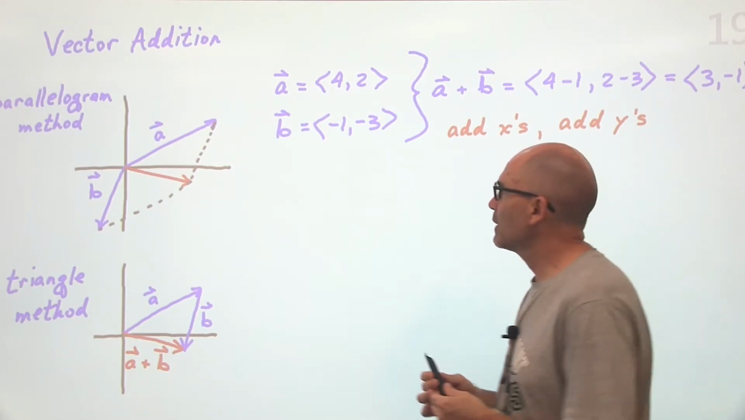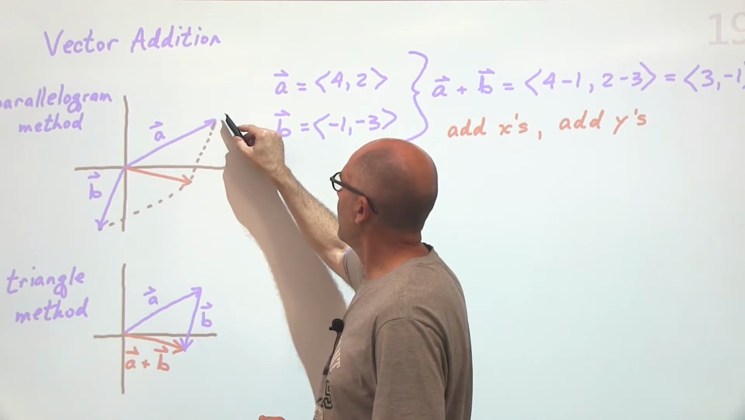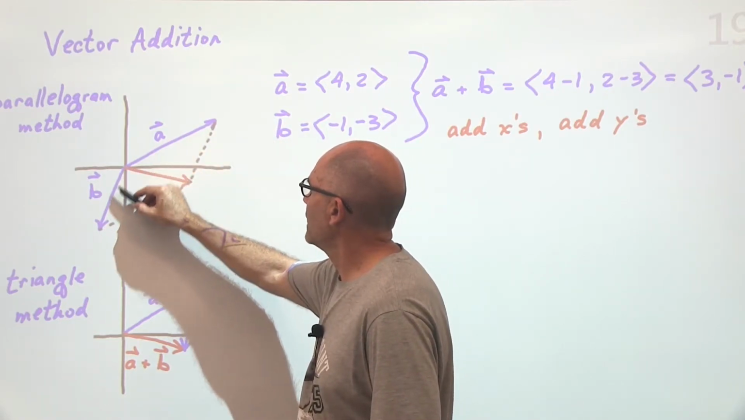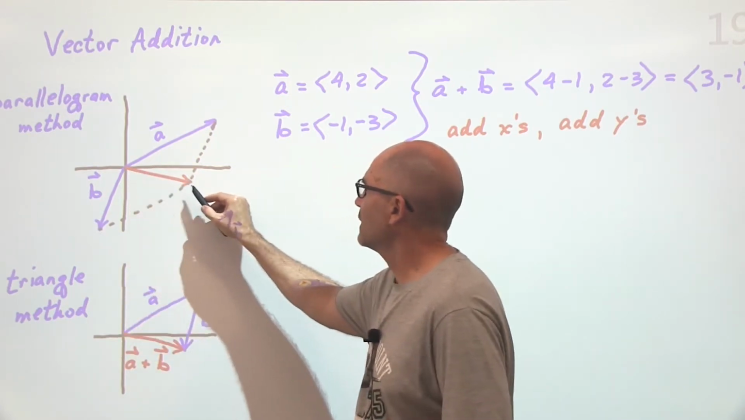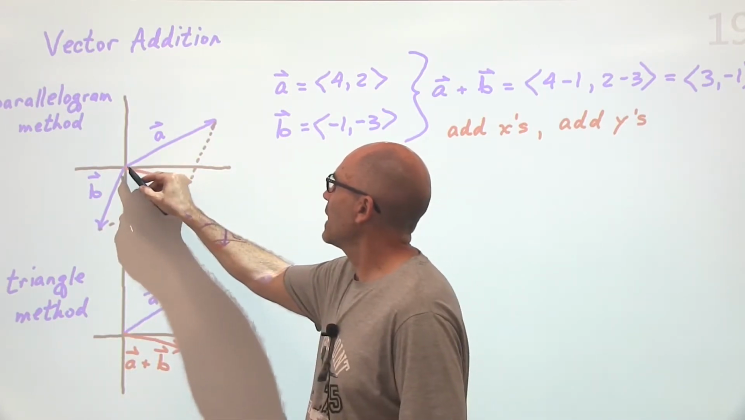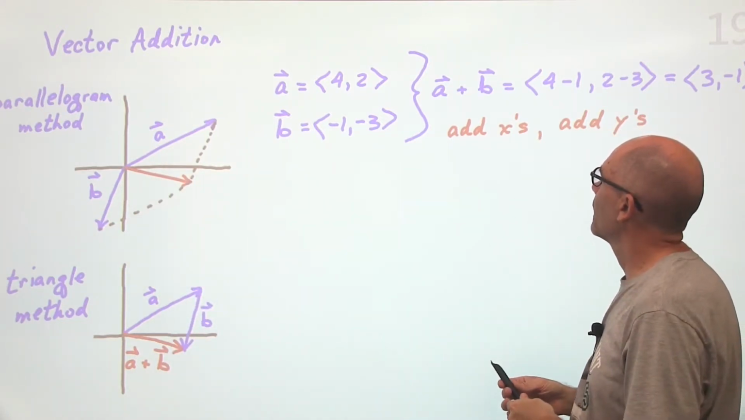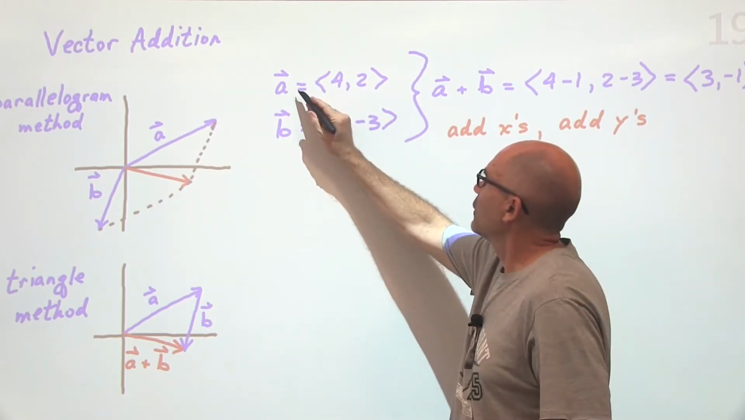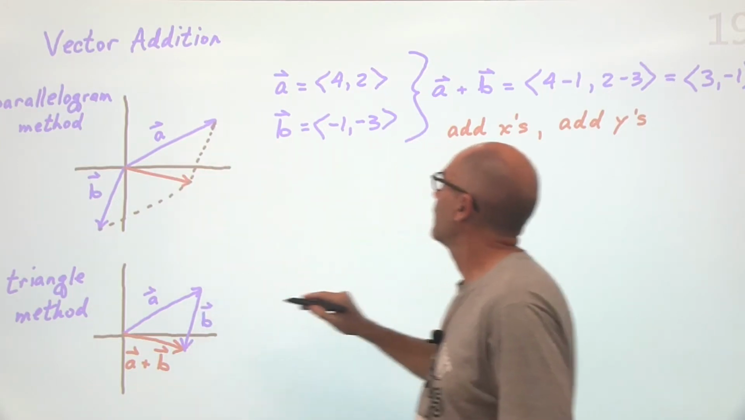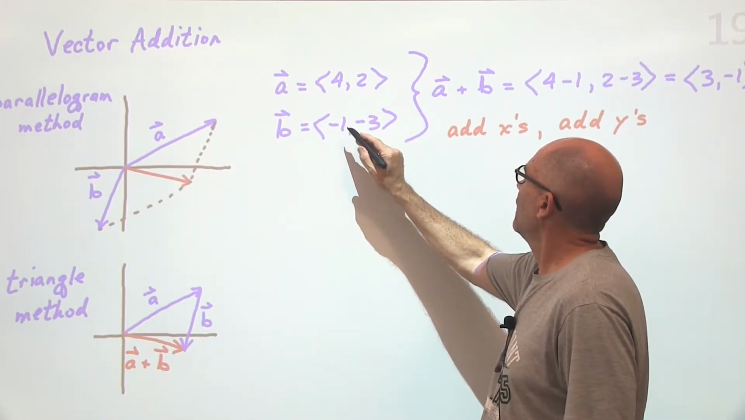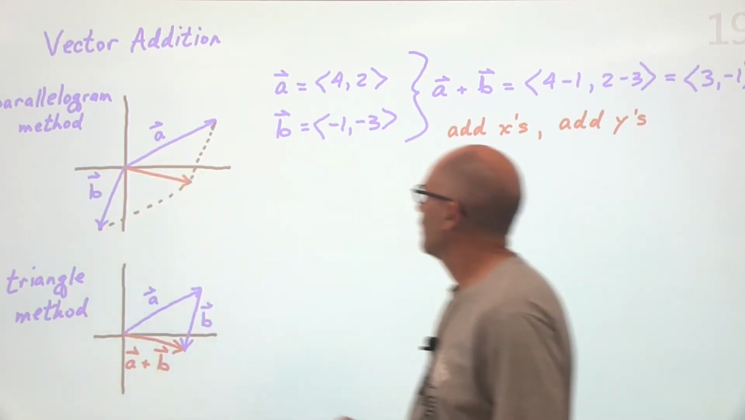Now, if I have everybody on opposite sides, then I'm subtracting forces. But in this case, we have one force A going up and to the right, and force B going down and to the left. What's the resultant force? What's the sum of those two forces? It's going to be this red force. Now, here's how this works. Vector A is 4, 2. So I go 4 right, 2 up. Vector B is -1, -3. So I go 1 left, 3 down.